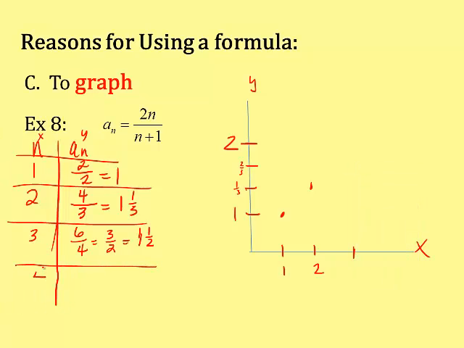And then lastly, let's try 4. 2 times 4 is 8. 4 plus 1 is 5. What is that? That's 1 and 3/5. Okay? This is 3. This is 4. 1 and 3/5. Not quite 2, but it's up here. I don't know why that point disappeared, but it was here. So my graph is looking something like this.